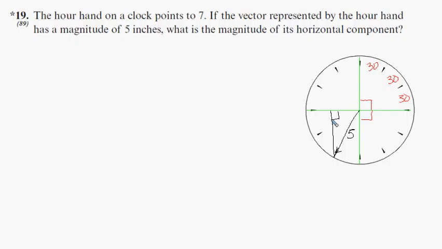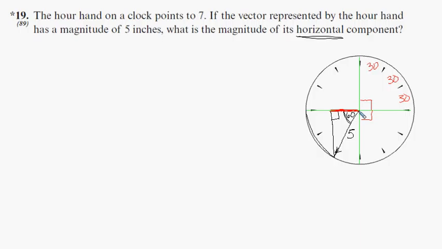So the question is, what is this degree measure right here, from here to here? Well, how many degrees is it from here to here? Well, 60 degrees. I hope you can see that. So this is a 60-degree angle. And so what it's asking for is the magnitude of the horizontal component. In other words, how big is this leg of the right triangle?